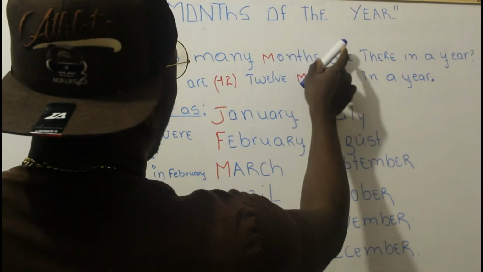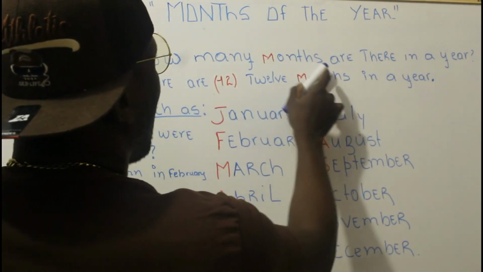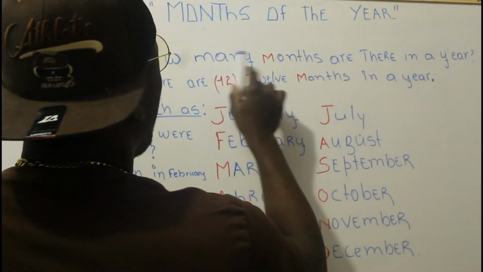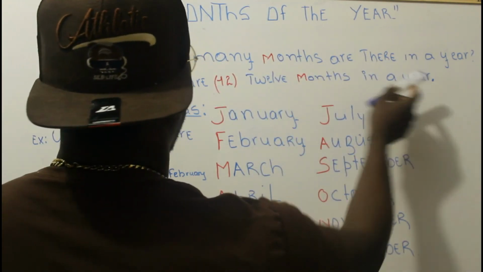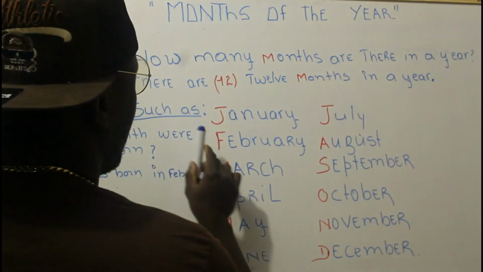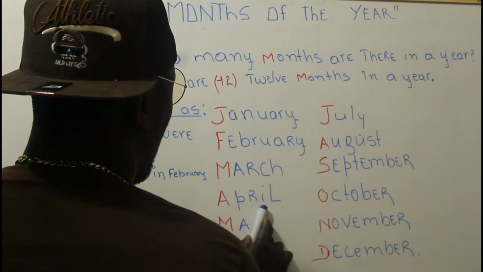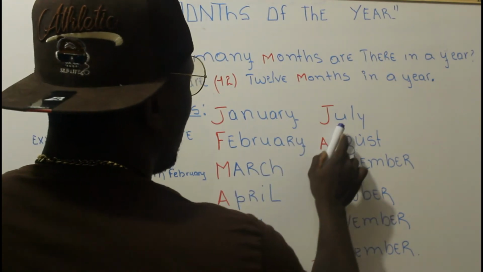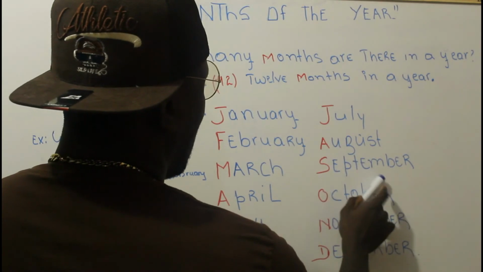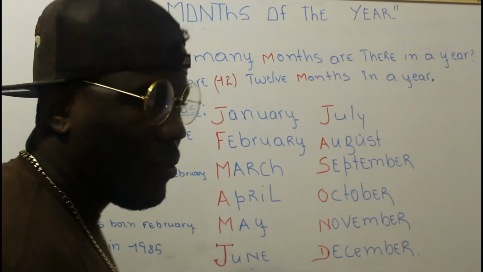On va faire un dernier répéter. Months of the year. How many months are there in a year? There are 12 months in a year. January, February, March, April, May, June, July, August, September, October, November, December.